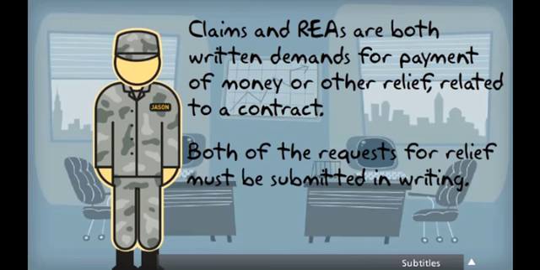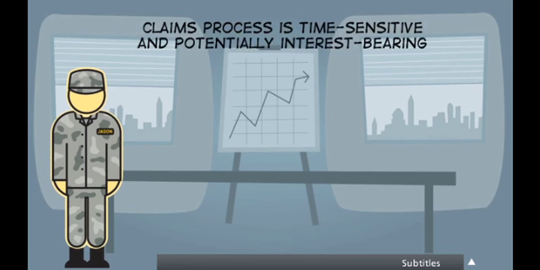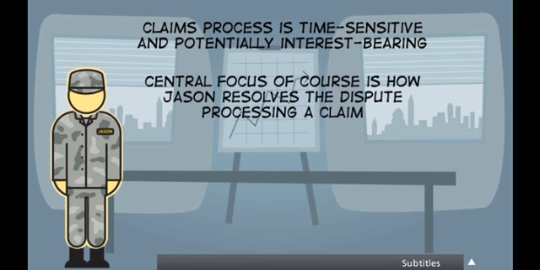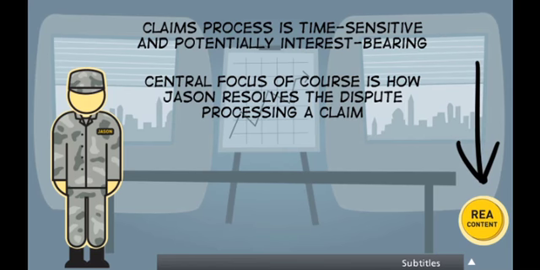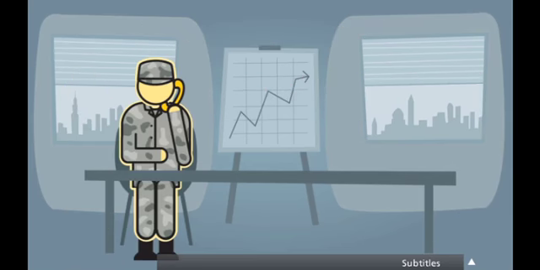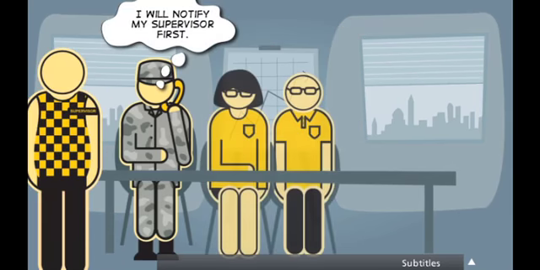The claim process is a time-sensitive and potentially interest-bearing dispute resolution technique. For this reason, the central focus point of this training module will describe how Jason resolves his dispute processing a claim. The REA process is the less formal of the two methods of resolving a dispute. So the REA content is available for you to access if you want by clicking where you see this big button. Now that Jason has received the claim, the first thing he does is notify his supervisor, his technical team, and his legal representative.